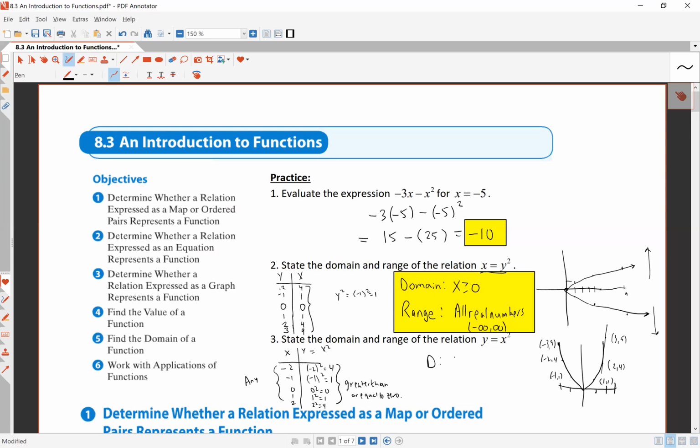The domain on this one is all real numbers, negative infinity to positive infinity, and the range this time is the y values greater than or equal to 0. The domain and range is always easiest to see from a graph. And this concludes the video for section 8.3, an introduction to functions practice problems.